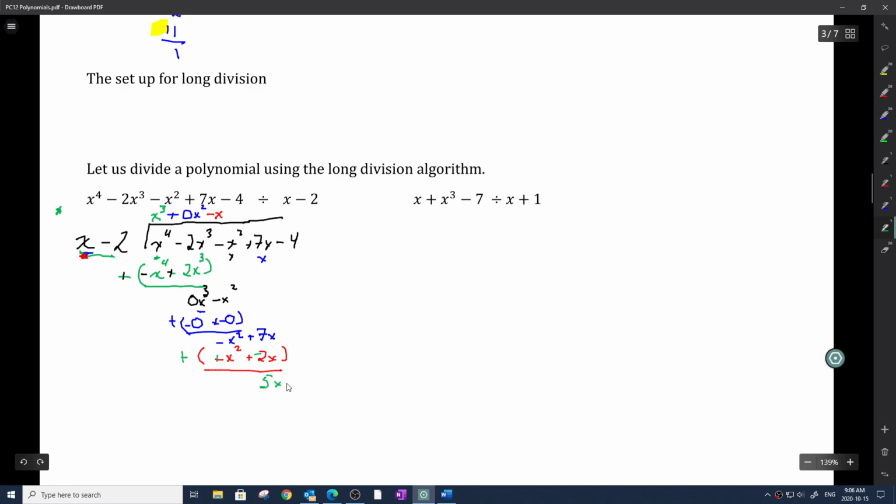Guess what we're going to do? We're going to carry down that negative 4. And wouldn't you know what? We've run out of steam here. We've run out of terms. X goes into, or x times what gives me 5x? Well, hopefully you say 5. 5 times x minus 2, well, remember to multiply it to both terms, is 5x minus 10. Now, you may want to complete that out. Okay, I hope you tried, but I'm going to add the negative instead. So I have a remainder of 6.